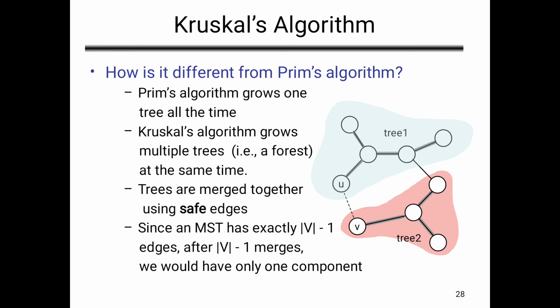Prim's algorithm is faster for dense graphs. Kruskal's algorithm is faster for sparse graphs. Sparse graph, dense graph, don't confuse them. They are merged together using the safe edge. Since an MST has exactly V minus 1 edges, after V minus 1 merges, we could have only one component.